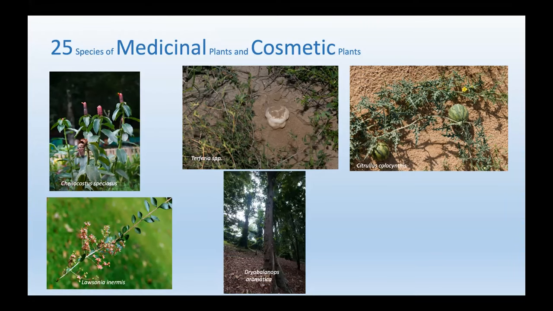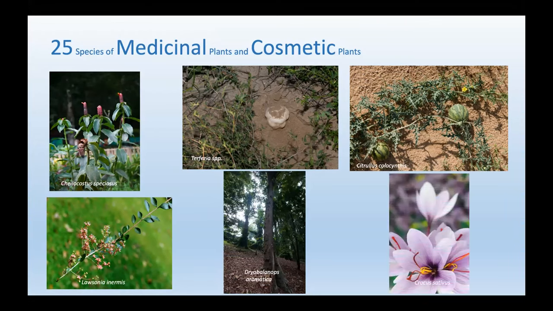Dryobalanops aromatica and Crocus sativus, those are used as cosmetics. Actually, I planned to mention Malotus philippinus, red kamala, which we call in Arabic alwars. But I will keep this for Dr. Shahina Ghazanfar, as she said she's going to talk about this.